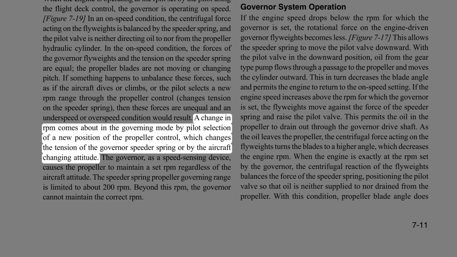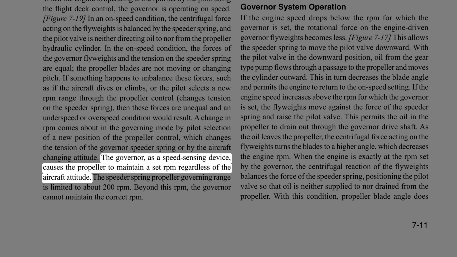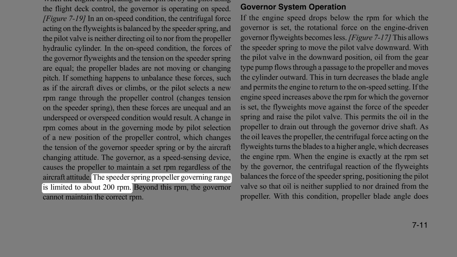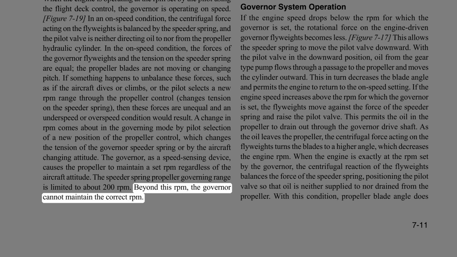A change in RPM comes about in the governing mode by pilot selection of a new position of the propeller control, which changes the tension of the governor speeder spring, or by the aircraft changing attitude. The governor, as a speed sensing device, causes the propeller to maintain a set RPM regardless of the aircraft attitude. The speeder spring propeller governing range is limited to about 200 revolutions per minute. Beyond this RPM, the governor cannot maintain the correct RPM.